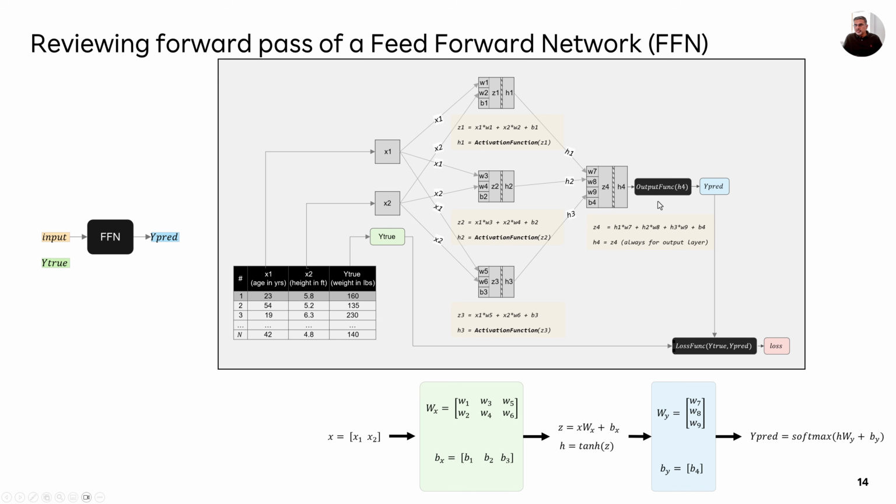And once I have that, I need to send this to an output function. So let's say I'm using softmax as my output function here. Let's say it's a classification problem, a multi-class classification problem. I'm using softmax as my output function. And from that, I get my prediction, ypred.